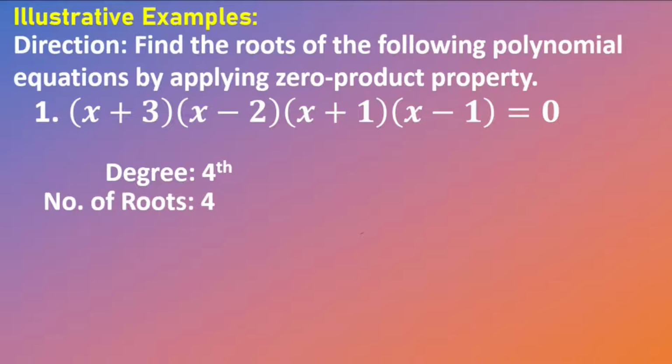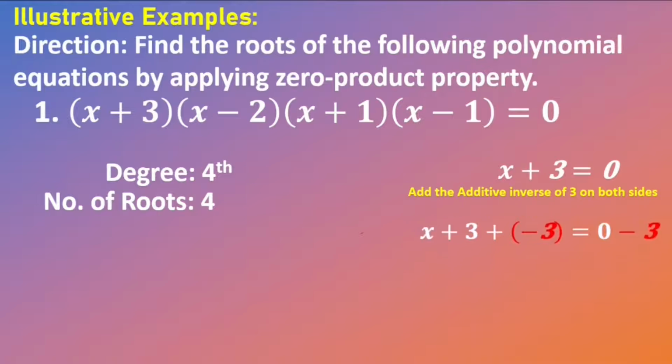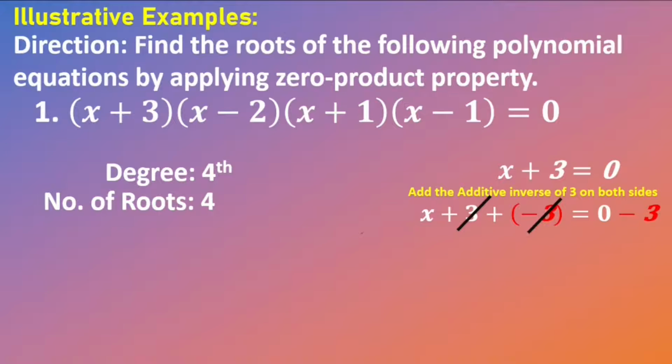Now, by applying the zero product property, set x + 3 = 0. Add the additive inverse of 3, which is negative 3, on both sides of the equation to have x + 3 + (-3) = 0 - 3. Now proceed with the operation. 3 plus negative 3 is 0, and 0 minus 3 is negative 3. Therefore, the value of x is negative 3.